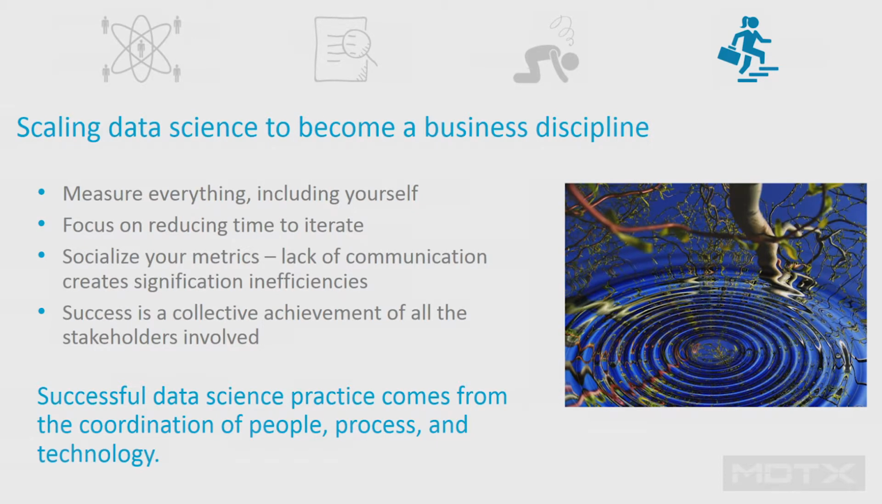I talked about socializing metrics. That's very important for helping everybody come up to speed and understand what data science can and cannot do. Additionally, success is not an individual. I like to think of it as a constellation out there. There's not going to be any shooting stars that are going to make data science successful, but a constellation, a group of them.